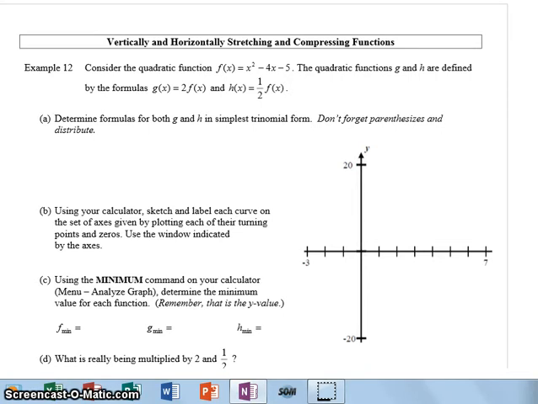This is Unit 4, Day 3. We're starting off with vertically and horizontally stretching and compressing functions.